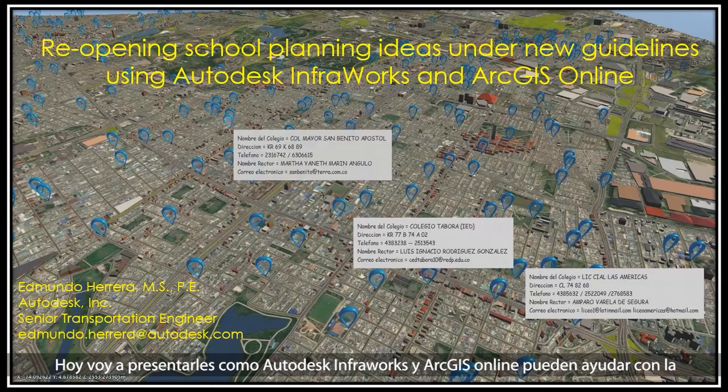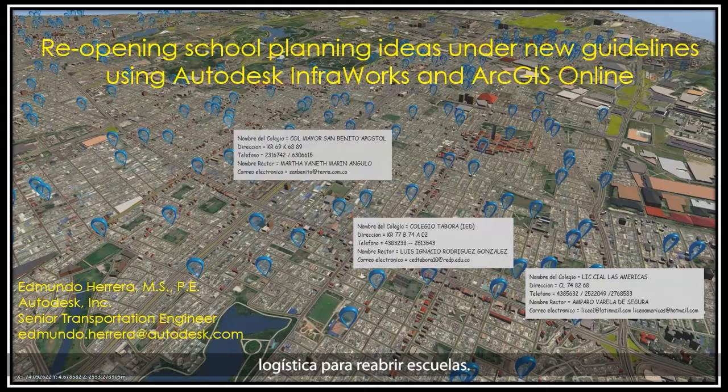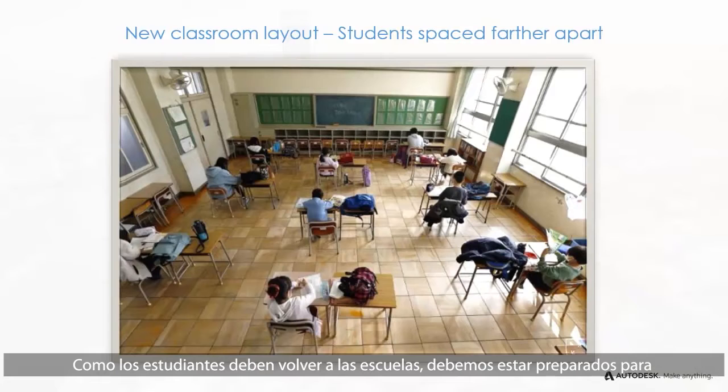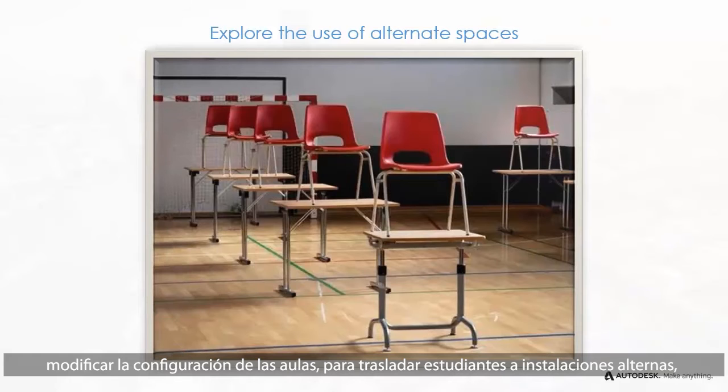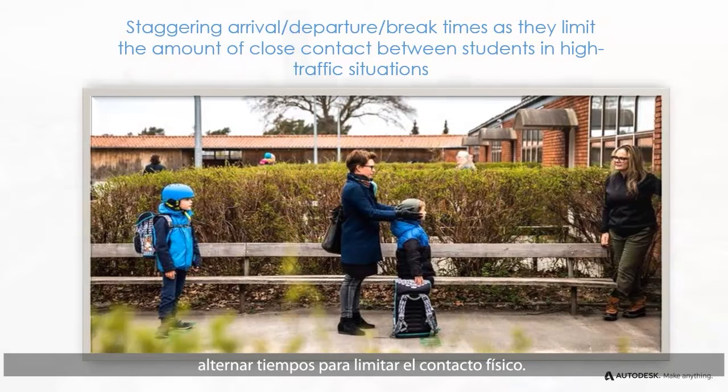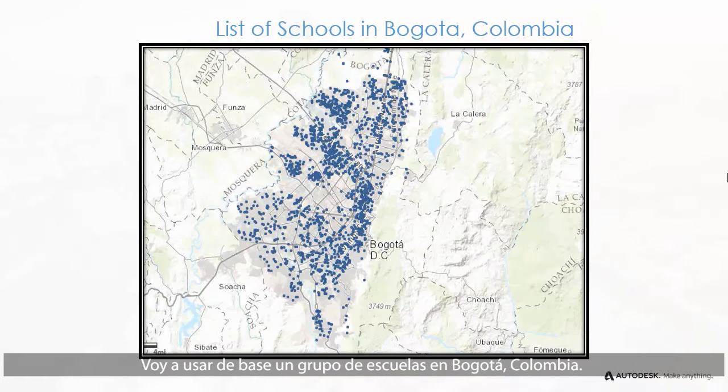I'll be presenting how Autodesk InfraWorks and ArcGIS Online can help with logistics to reopen schools. Since students must be spaced as they go back to school, new classroom layouts must be provided, moving some students to alternate facilities staggered at times to limit physical contact. I'll be using as a basis a group of schools in Bogota, Colombia.